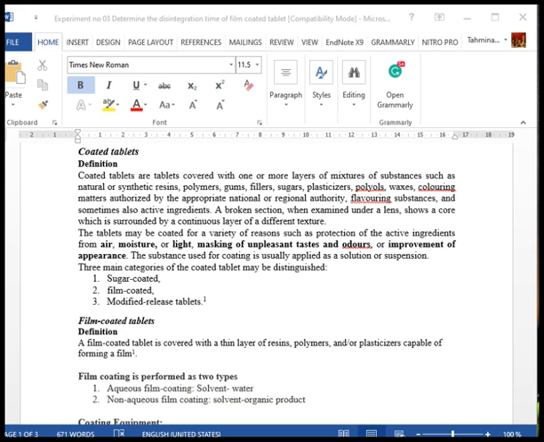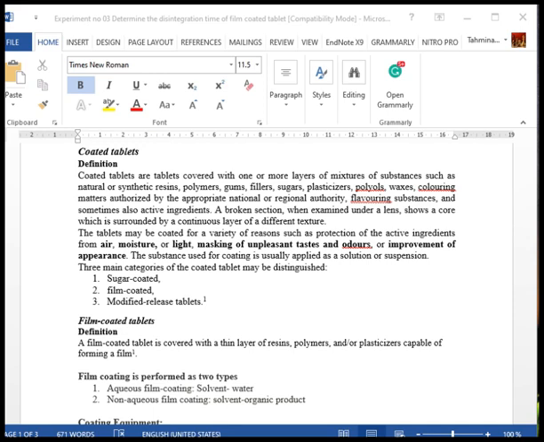A broken section, when examined under a lens, shows a core which is surrounded by a continuous layer of a different texture. Usually this test can be performed for film coated tablets to determine the uniformity around the tablet when we have performed film coating on any formulation of a solid dosage form.